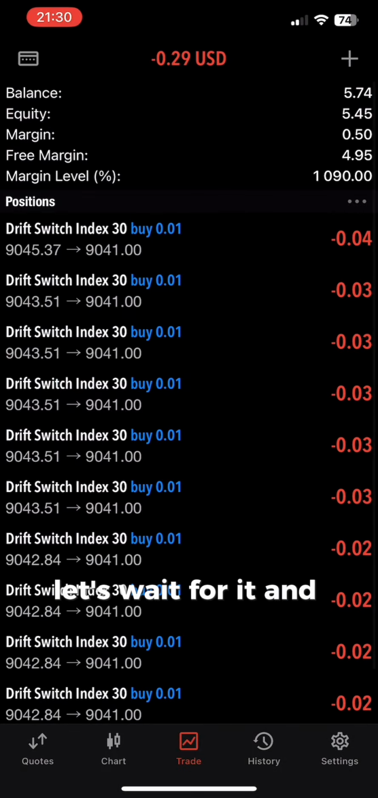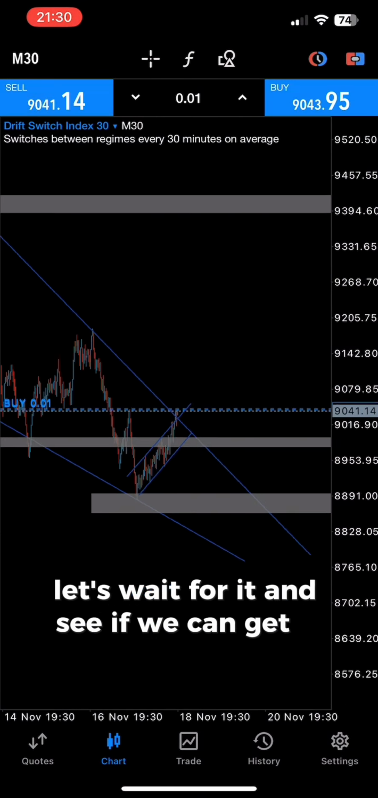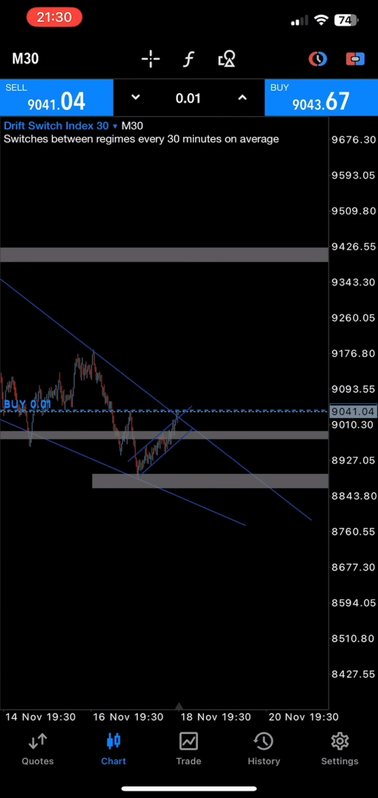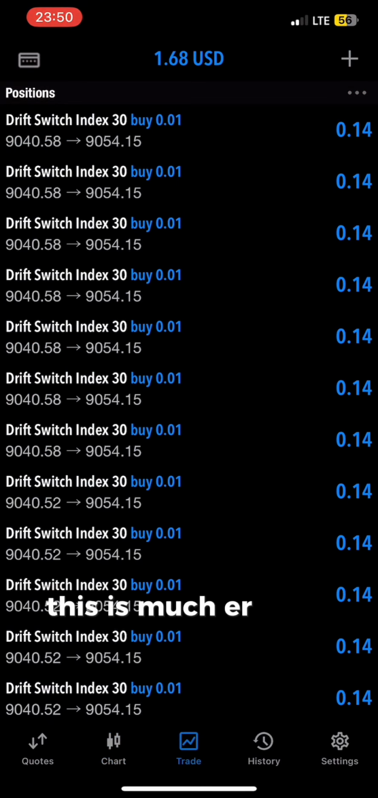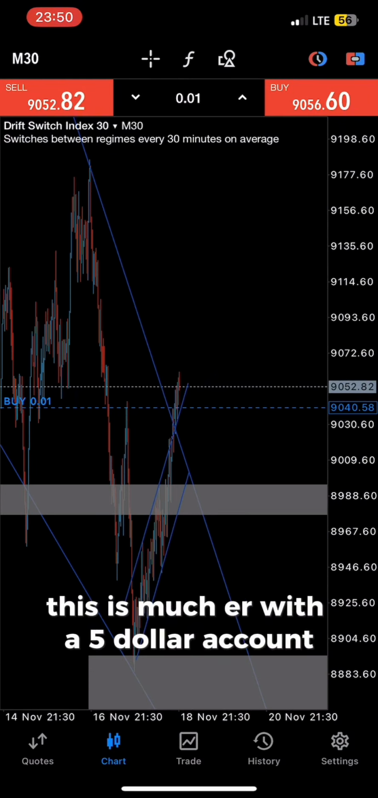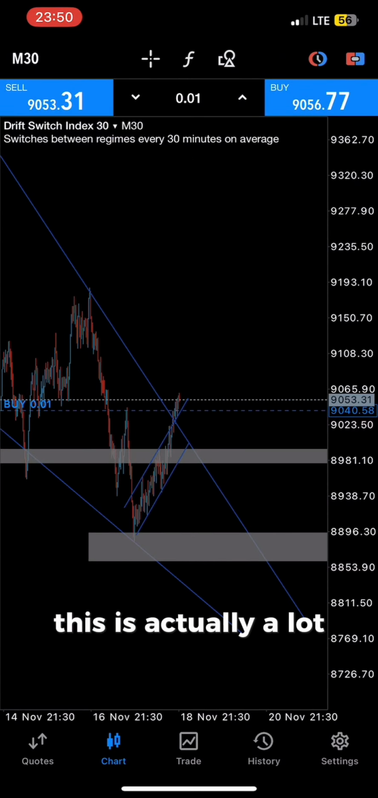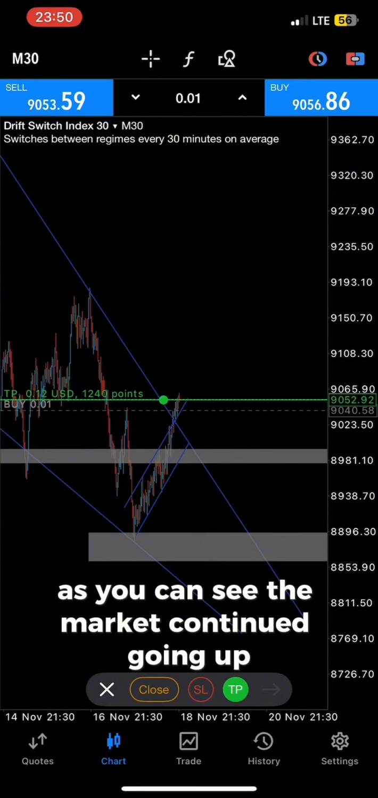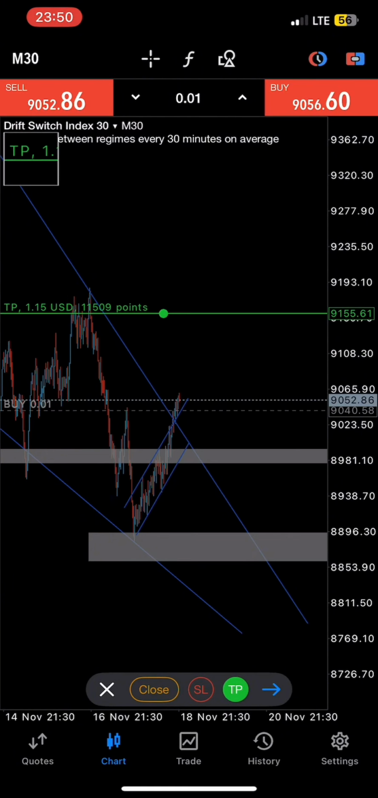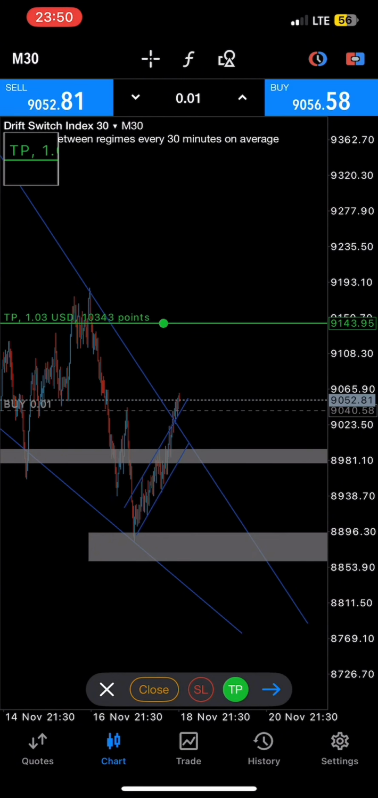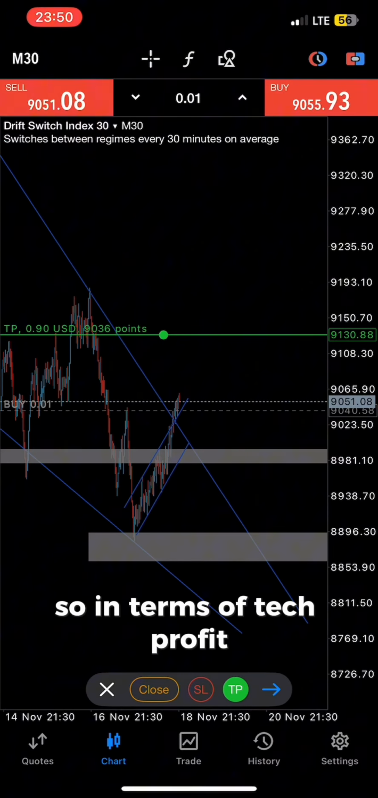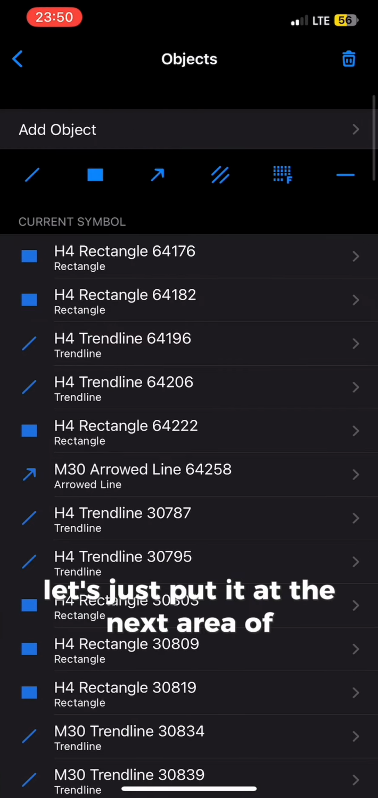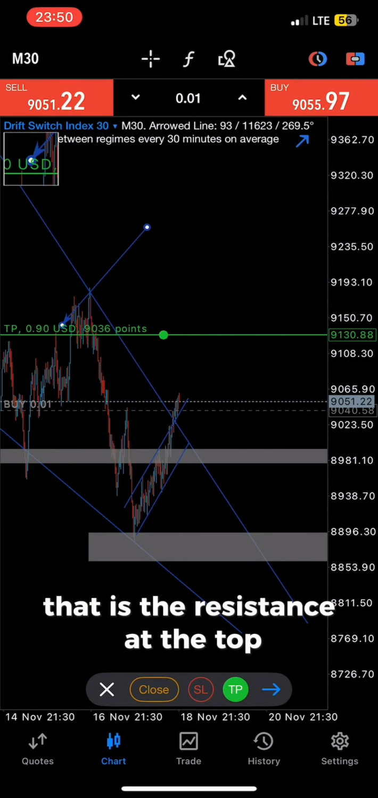Let's wait for it and see if we can get a lot. This is much with a $5 account. This is actually a lot. As you can see, the market continued going up. So in terms of take profit, let's just put it at the next area of confluence, that is the resistance at the top.